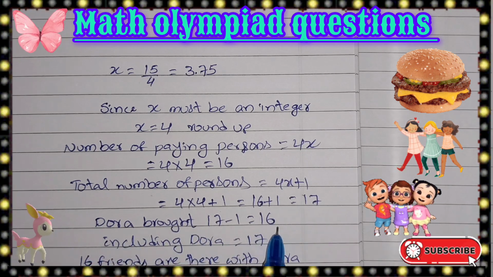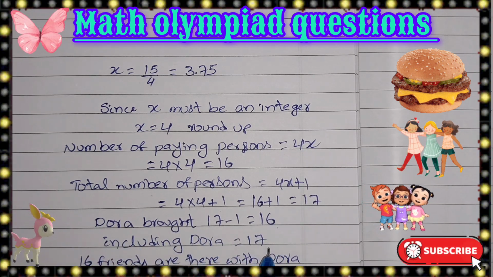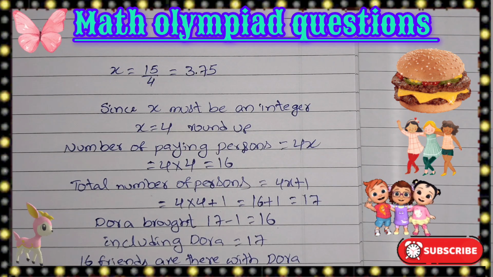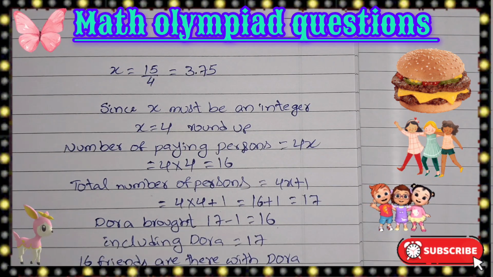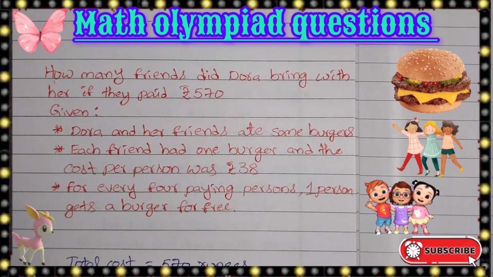Dora brought 17 minus 1, 16 here, because including Dora it is 17. So 16 friends are there with Dora.